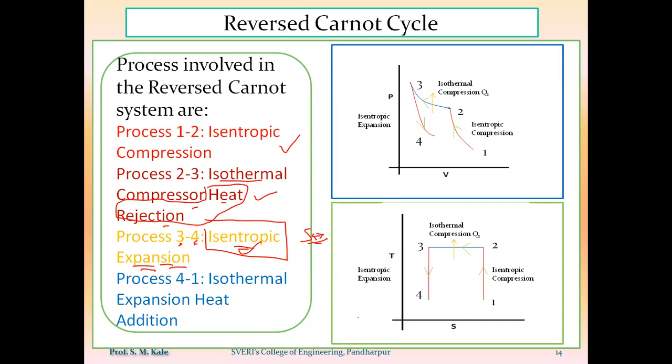Are you getting? Now the last process is nothing but process 4 to 1. Here point number 4 will be the starting point, point number 1 will be the ending point, and the name of the process is isothermal expansion heat addition process. Out of that, the first word is isothermal. The meaning of isothermal is that temperature should remain constant. So at a constant temperature, the expansion process should take place.